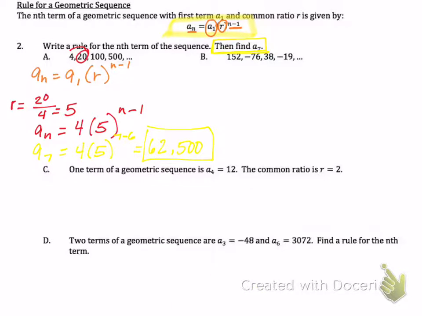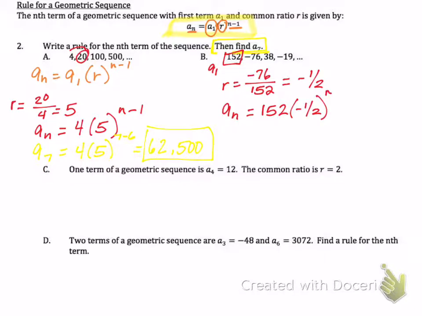Okay, so my first term is 152. So that's my A1. And then to get my R, I'm going to take negative 76 over 152. And what did you get? What did that reduce to? Negative 1/2. So I have my R and I have my A1, so I'm going to plug that in. My generic formula would be A sub n equals A1, which is 152, times negative 1/2 to the n minus 1.